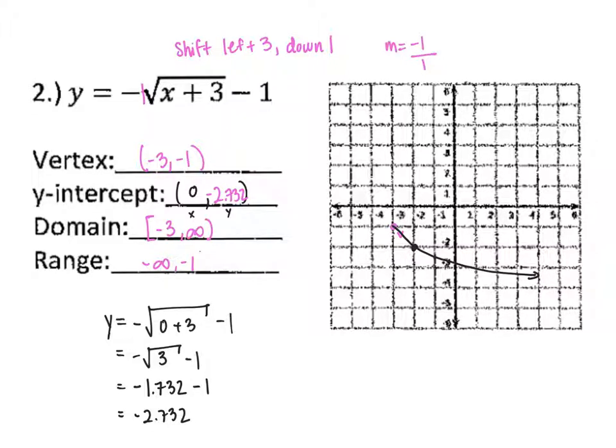So that's our highest y value, in parentheses on the infinity, and always a bracket on that number, so that negative 1 has a bracket. All right, that's it for number 2. Let's move on to problem 5.